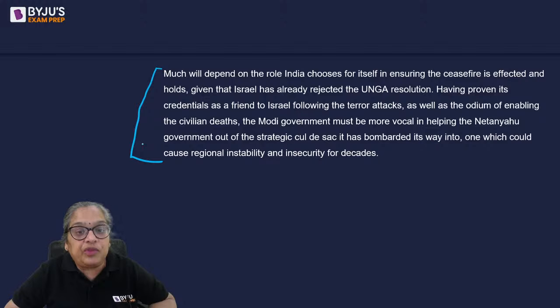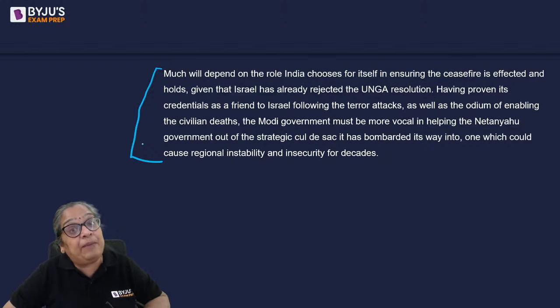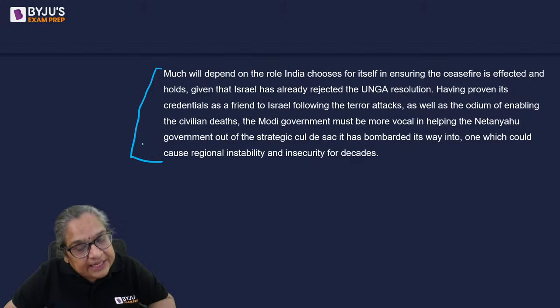Much will depend on the role India chooses for itself in ensuring the ceasefire is effected and holds. Given that Israel has already rejected the UNGA resolution, from this, what can we conclude? That it's up to India. India has a role. India is capable of having a role of ensuring that the ceasefire takes place. Second, we can conclude that Israel has not accepted the resolution. It's not going to abide by the resolution.